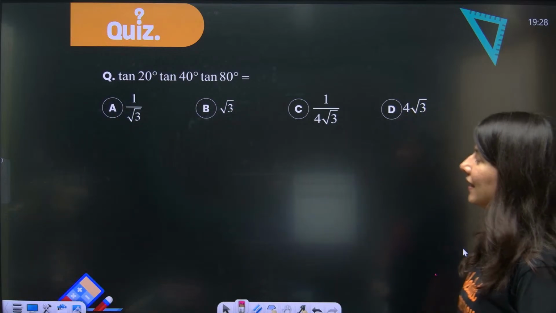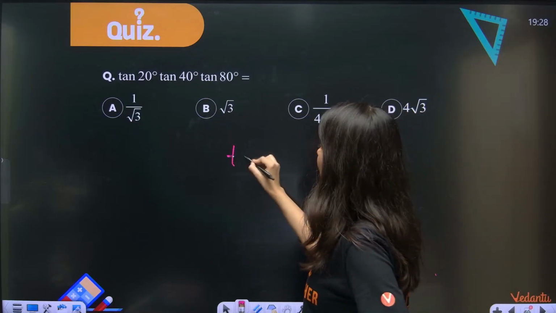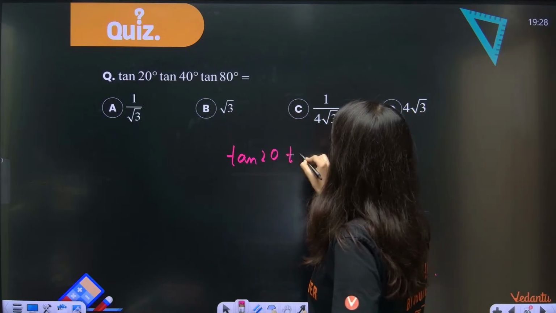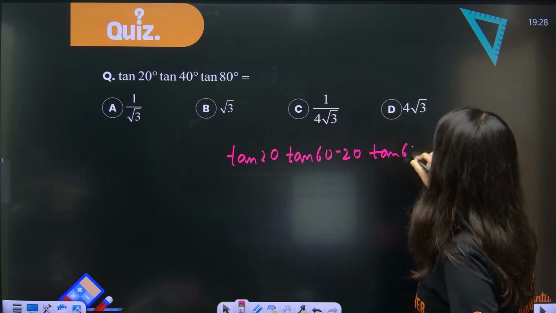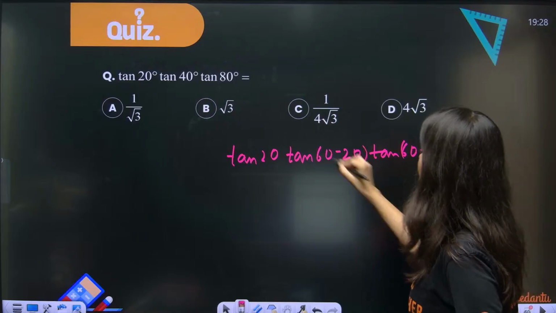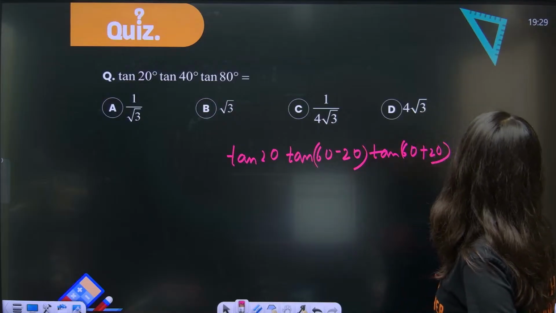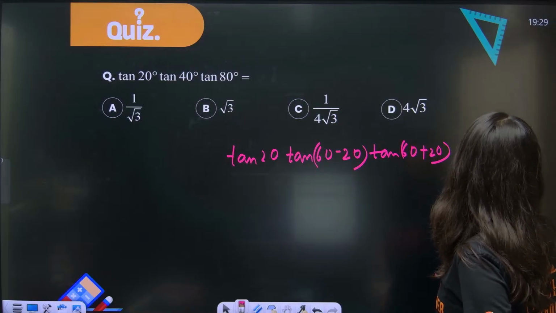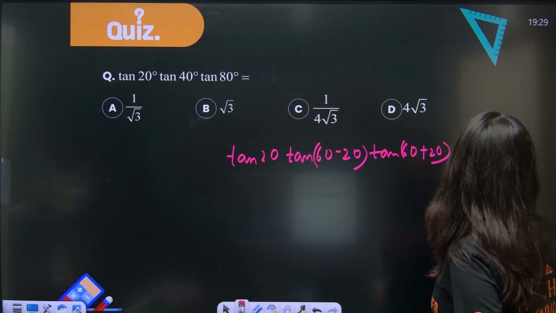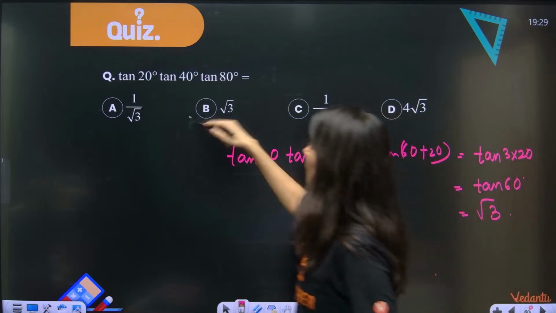Okay, so again, tan theta. So tan 20, tan 60 minus 20, tan 60 plus 20, correct? Okay, this is tan 3 into 20. So tan 3 into 20 is tan 60 degree. Tan 60 degree is root 3.